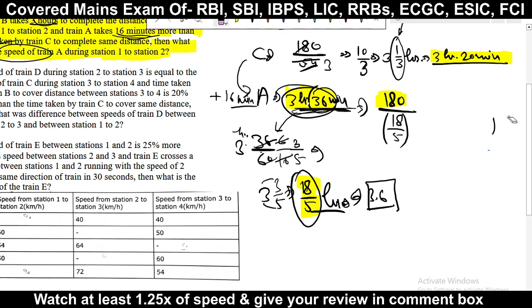Now what we will get: this 5 will go here, then 18 by 18 will cut 180, it will leave 10, and 10 into 5 will be 50. So got it? 50 is the speed. 50 is the speed of A.